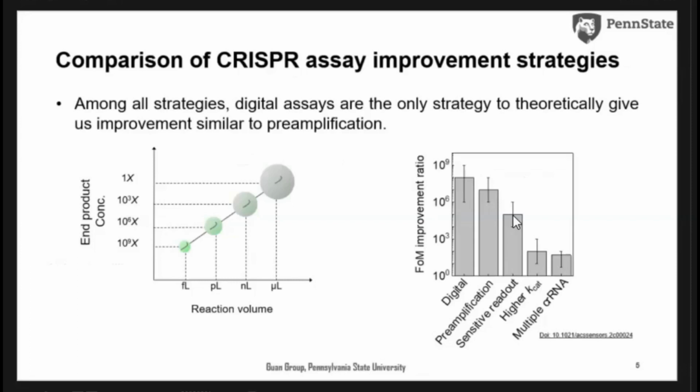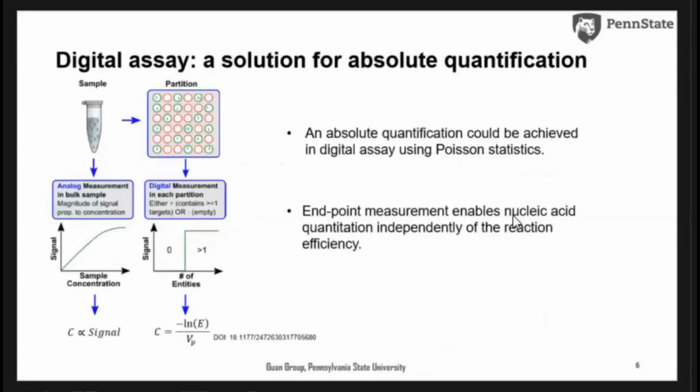As you can see here, as my previous colleagues also talked about the digital assay, in a digital assay we partition the assay into hundreds to millions of partitions, and based on the number of positive wells and using Poisson statistics, we can quantify the concentration of the target. Another good advantage of digital assays is that because it's an endpoint measurement, it enables nucleic acid quantification independent of the reaction efficiency.